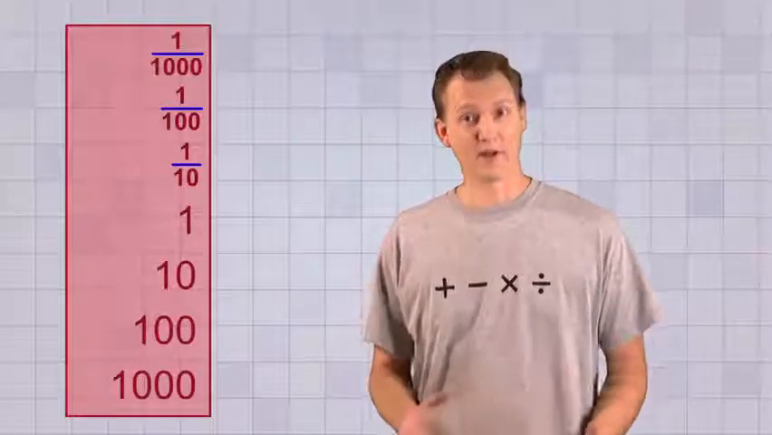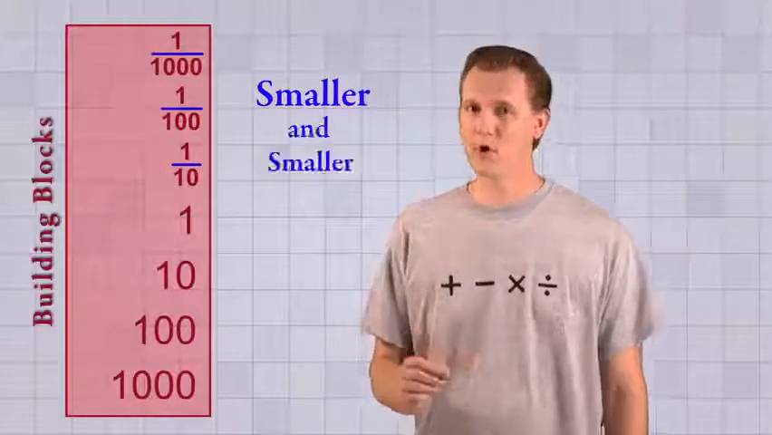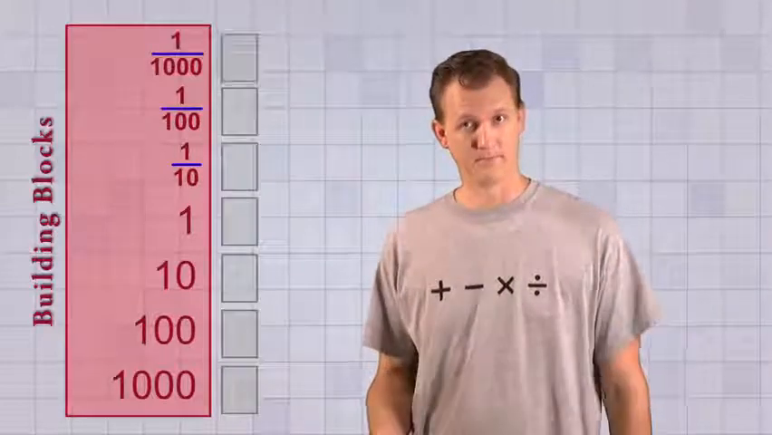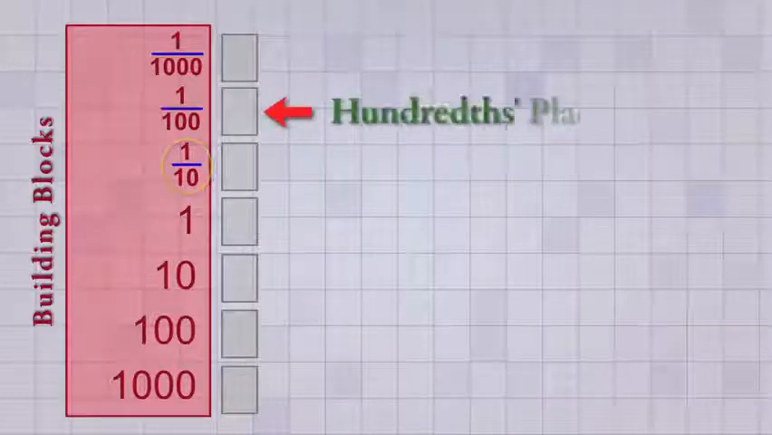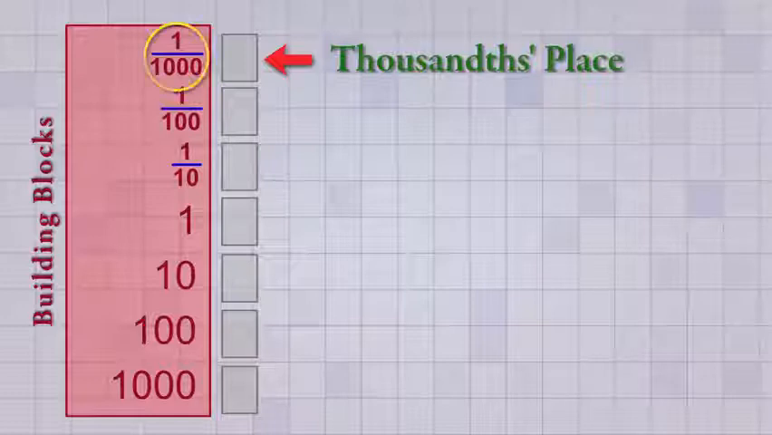Alright, now that we have all these new smaller or fractional building blocks, it means that we can count smaller and smaller parts of things. But to do that, we're going to need a new number place for each of them. This will be called the tenths place because it counts tenths, and this will be the hundredths place because it counts hundredths, and this will be the thousandths place because it counts thousandths.